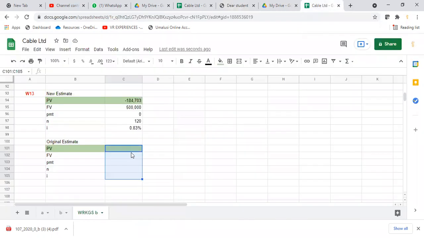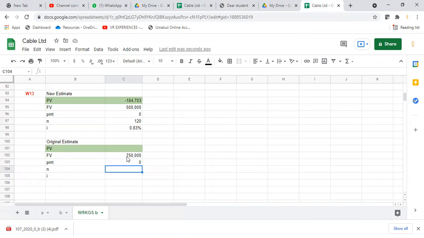Okay, so after 20 years, once again, we want the present value, so we need the future value. So the original estimate, the future value was 750,000. PMT, there's no fixed regular payment, so it is 0. N, remember, the original period was 20 years. So 20 times 12 months gives you 240 months, right? But now take note of what you need to take note of.